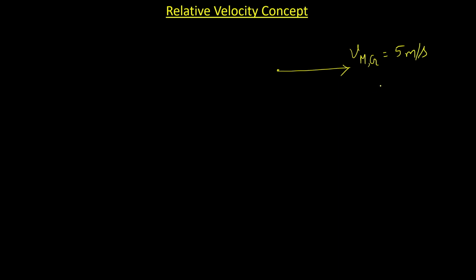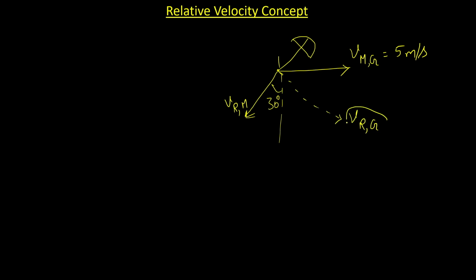And when he walks at 5 meters per second, he sees that the raindrops are falling on him at an angle of 30 degrees with the vertical and in this direction. So this is the velocity of rain with respect to man, that is, what the man is seeing. So that's why this man has to hold the umbrella in this direction, in order to not get drenched because of the rain. The velocity of rain with respect to ground will be somewhere like this, and this will be the resultant. Why?